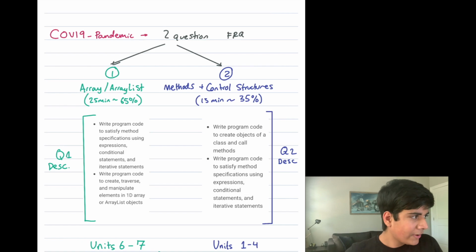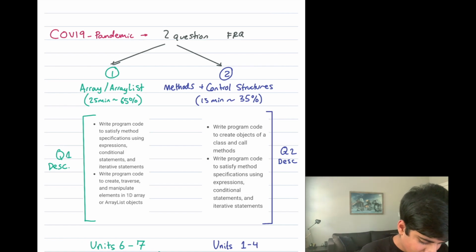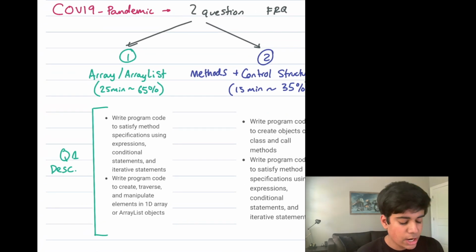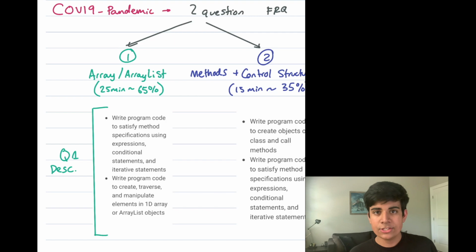All right, so as you know, there are now two questions on the FRQ. The first question, question number 1, is the question on the array and array list. The array and array list question is a 25-minute question. You have 25 minutes to answer the question and then 5 minutes to upload the question. And it is going to be weighted as 65% of your overall AP exam score.